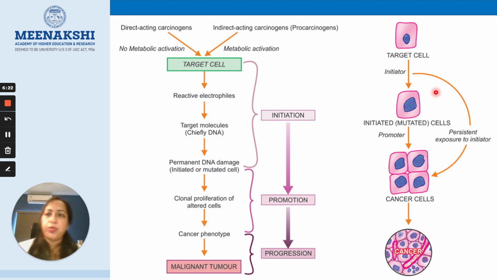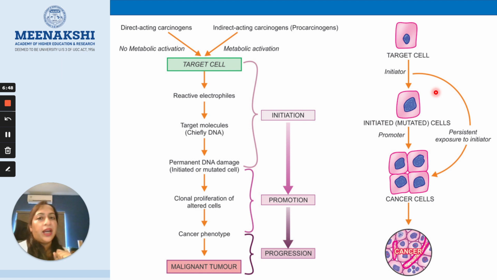This is another form of it, and this is in your textbook also. So what are these chemical carcinogens that act? They can either act directly on DNA, and they don't require any metabolic activation, but the indirectly acting ones are more dangerous. They are procarcinogens. They are more harmful and more common, and more active once metabolically activated.